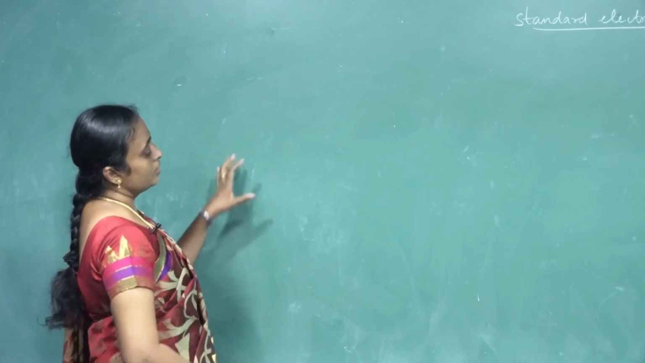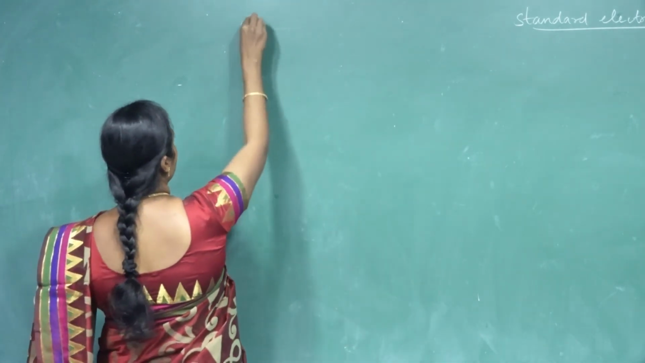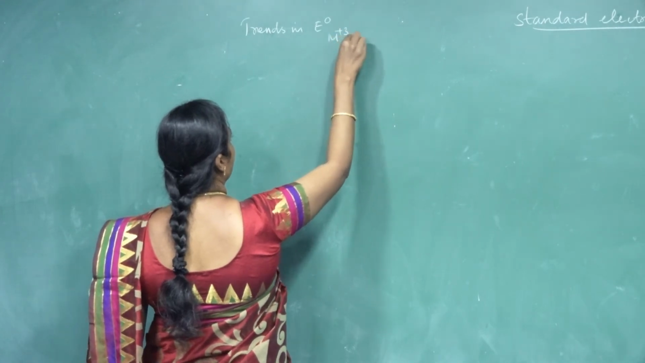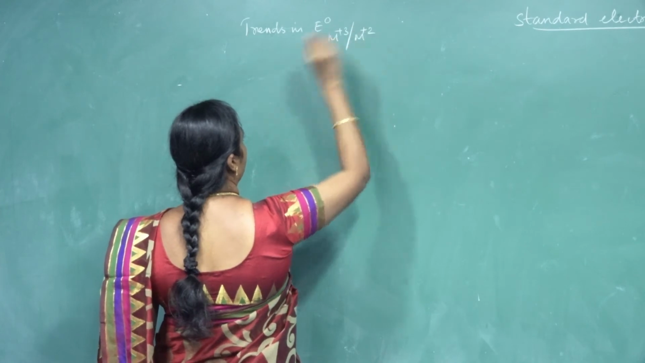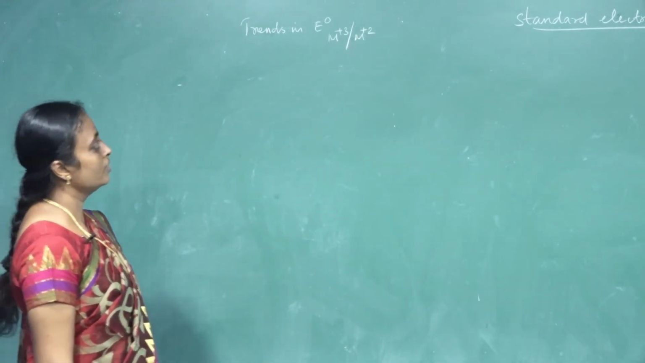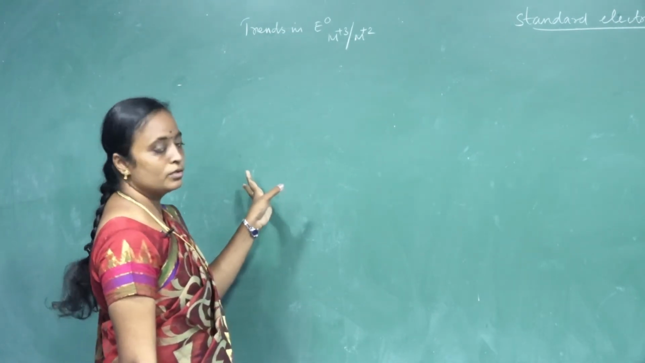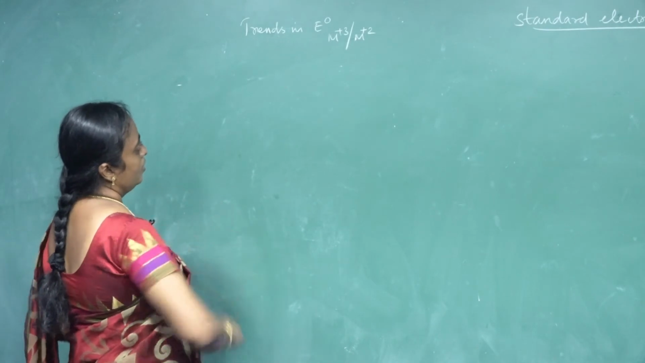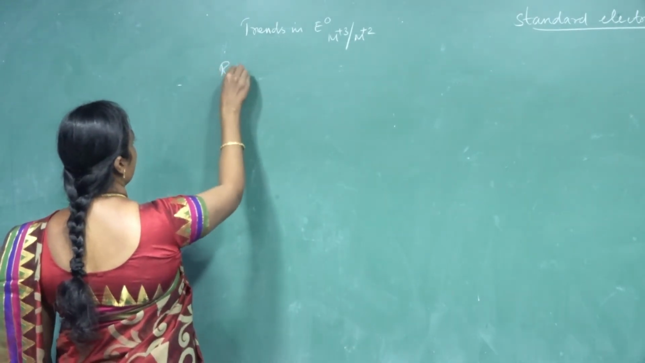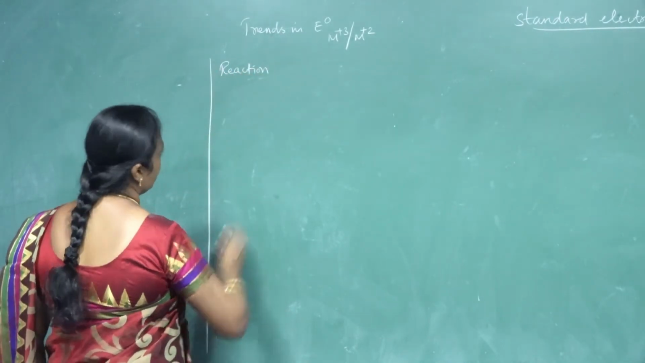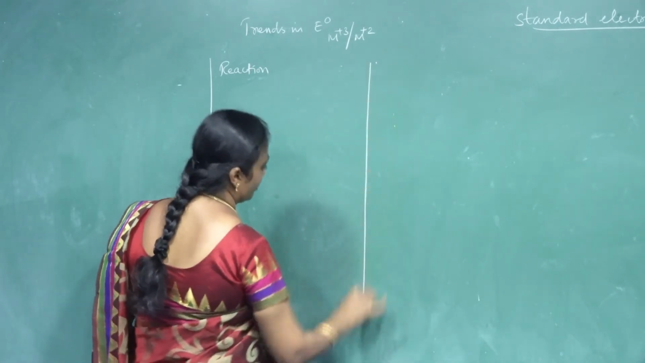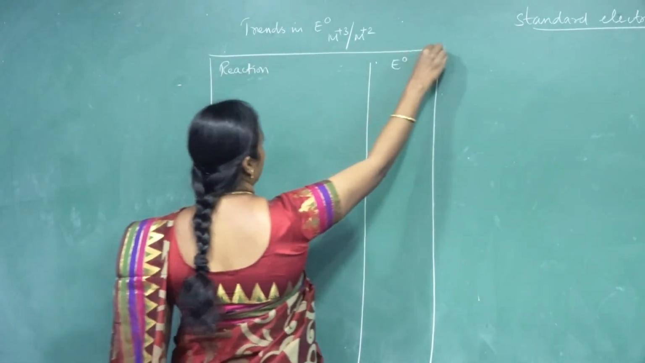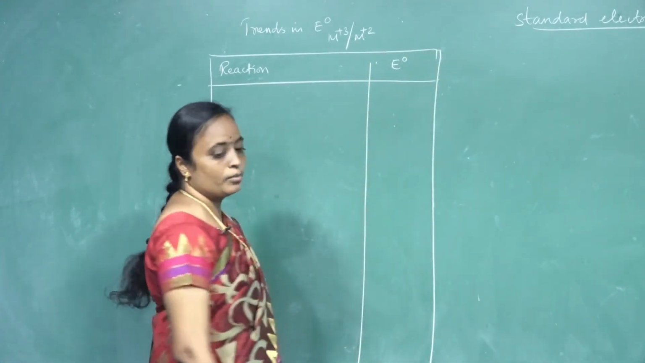Next, we are going to see the standard electrode potential trends in M3+ to M2+. That is the standard electrode potential for the reduction of a trivalent cation to the divalent cation. So first I will list out some of the reactions and the standard electrode potential values. Like I will give you E0 for this reaction. First we will consider titanium.